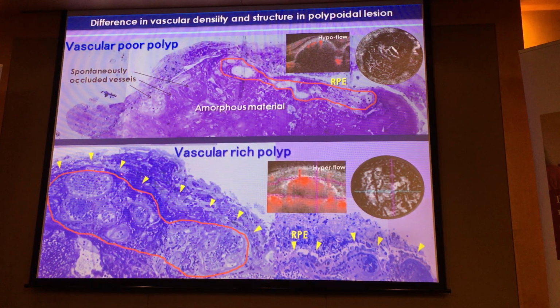And this region is a very vascular rich region. Many groups of dilated vessels, and maybe this region corresponds to such a high flow region. Okay?